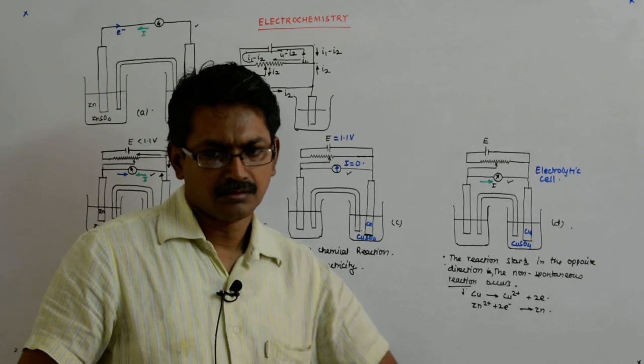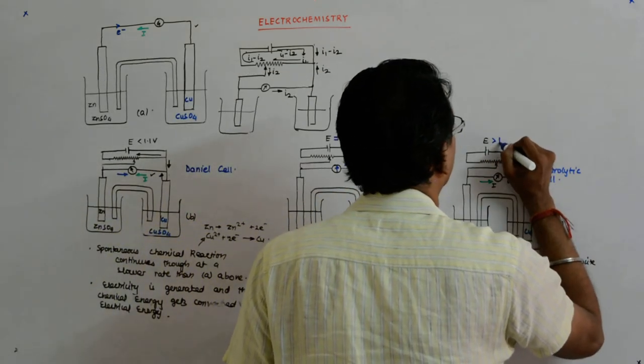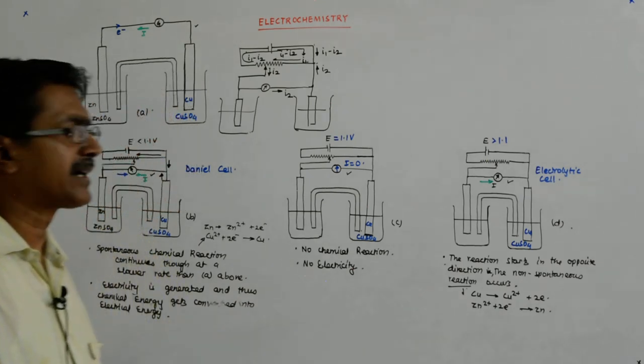What is the value of E in cell? E is anything greater than 1.1. E is greater than 1.1. Okay. So do we get that point? So this becomes non-spontaneous.